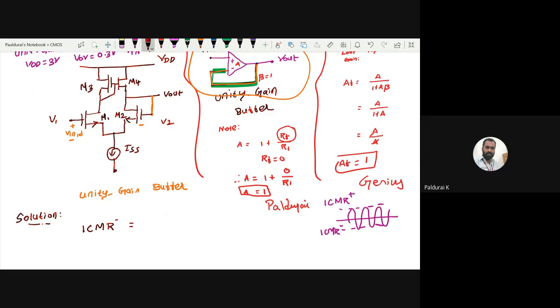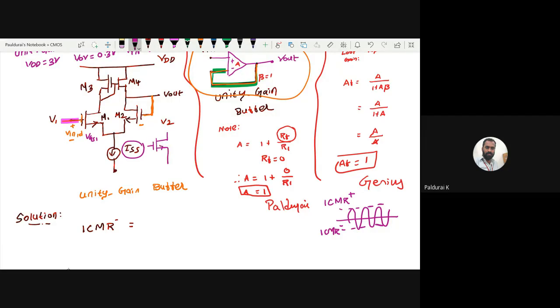What is ICMR minus? So this is my input, right? See, now I have tied this, right? So I am having only one input. So I want to play with only this M1, right? So for ICMR minus, what is the input, right? Here what is the voltage? It is VGS1. Here what is the voltage? Actually this is a current source. Current source means actually it has to be replaced by a MOSFET, right?